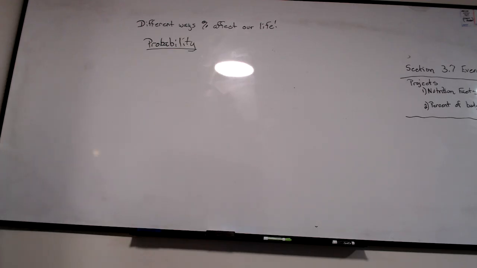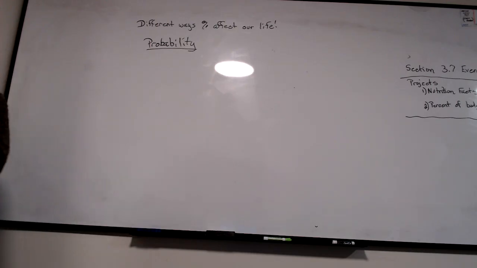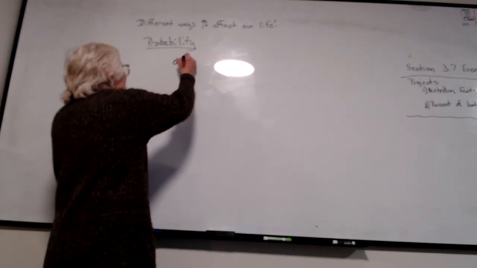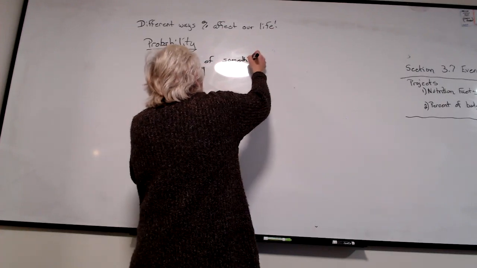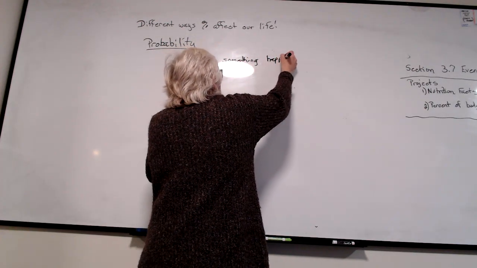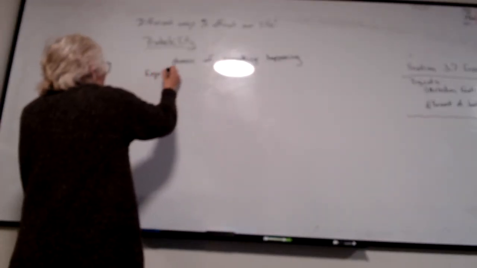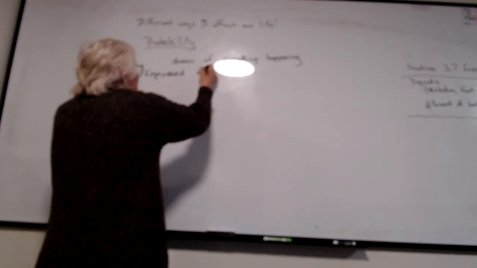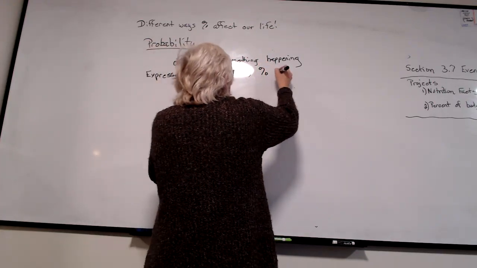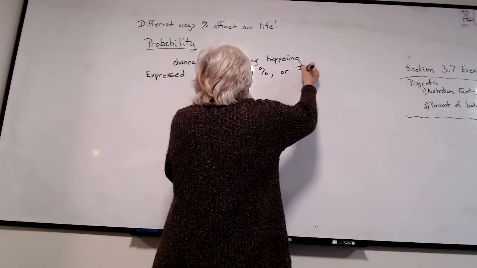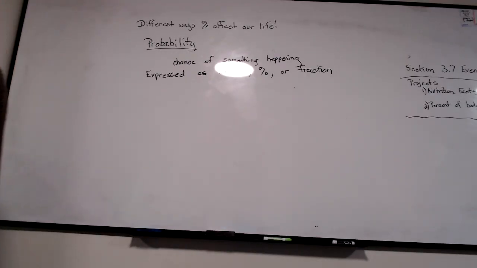So probability is basically the chance of something happening, okay? Probability is the chance of something happening. It can be expressed as a decimal, a percentage, or a fraction. It doesn't matter, they're all interchangeable.